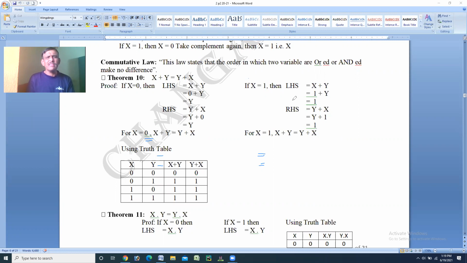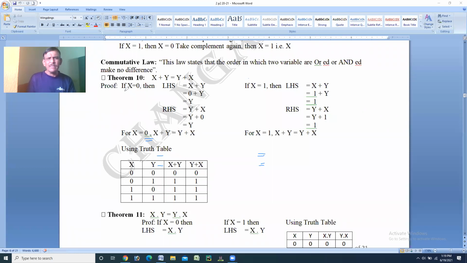First we'll prove theorem number 10. So first we'll go with OR operation. That is, theorem 10 states that x plus y equal to y plus x. There are two variables x and y. If you write this in different orders, then also with the OR operation, this will not make any difference. X plus y is equal to y plus x. The result will be the same. That we are going to prove now, again by proof by perfect induction method only.